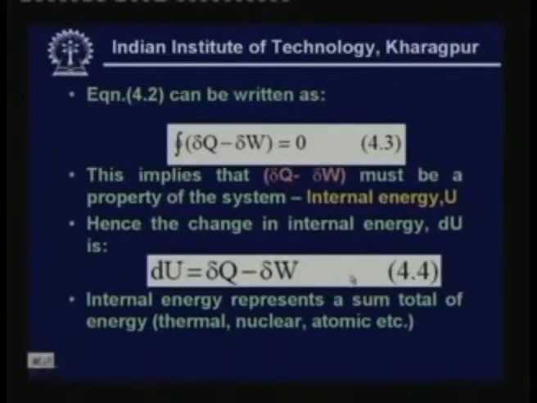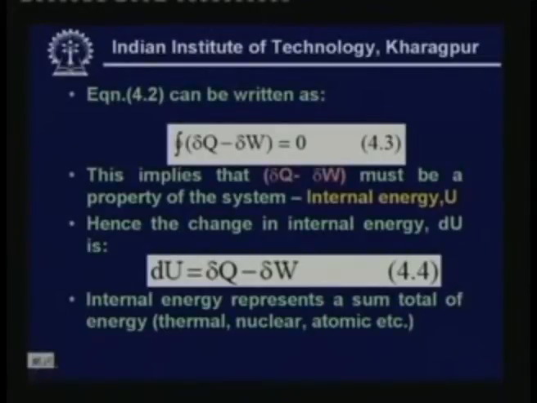So what do we conclude out of this? This means that since the cyclic integral of δq minus δw is 0, that means δq minus δw must be a point function, because for all point functions the cyclic integrals are 0. So δq minus δw is a point function, that means it must be a property of the system.